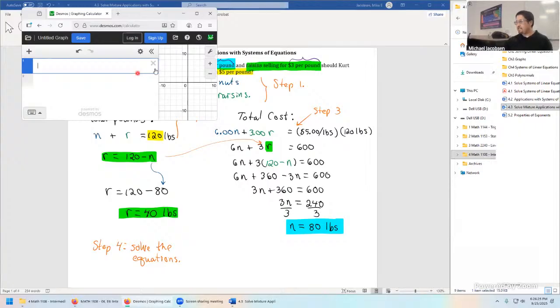What's a good check? Well, it's not so much checking on this equation. We can see at a glance that 40 plus 80 is 120. We might wonder, do we really come up with $600 when Kurt buys 80 pounds of nuts, 40 pounds of raisins? So let's check on this equation. It's going to be 6 times n, 80 pounds, plus 3 times r, 40 pounds. And yeah, that comes out to $600. So expensive Costco trip, I guess.